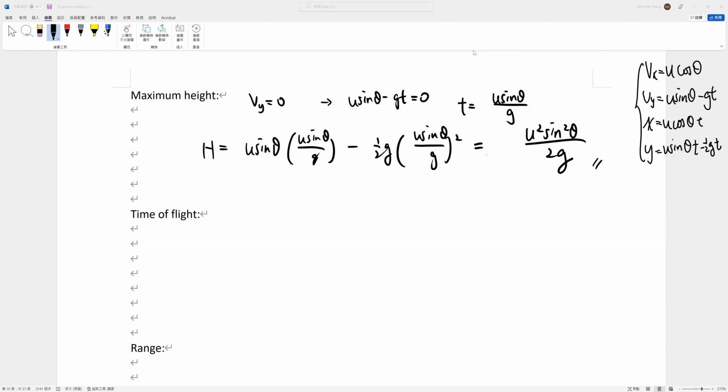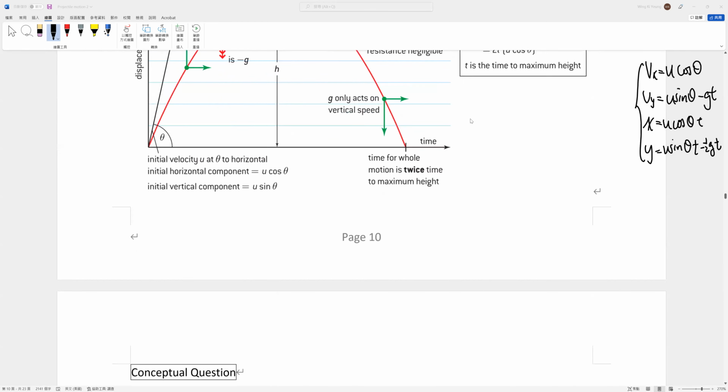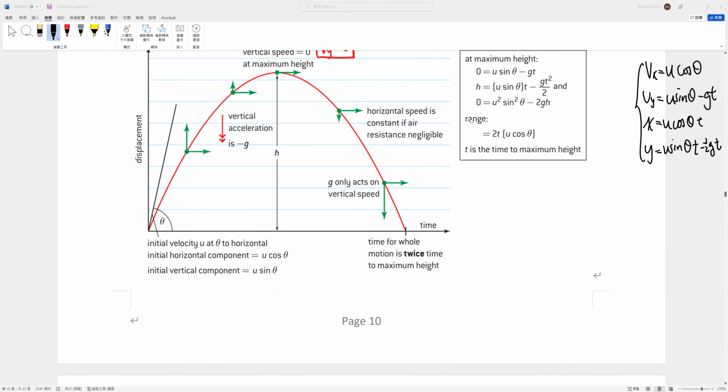So then let's take a look at the time of flight. So the time of flight is the time to reach the ground. Now, mathematically speaking, at this point is actually the x-intercept. Can you see it? It is the x-intercept. So mathematically, it means y equals 0 at this point.